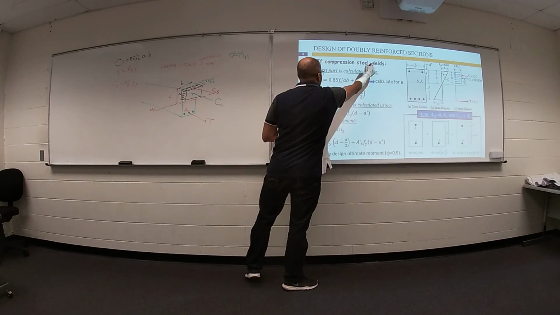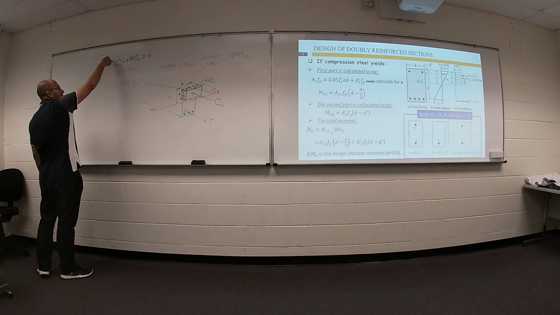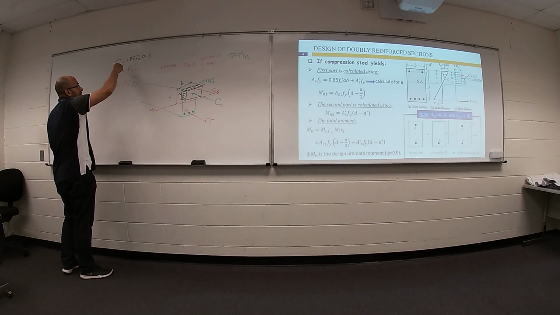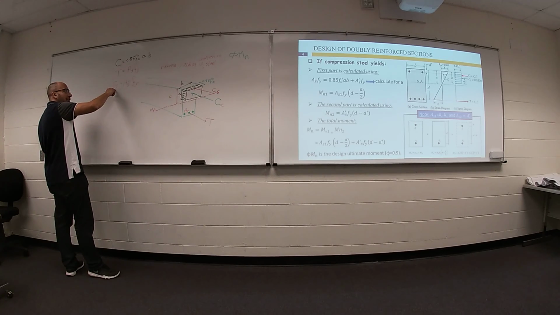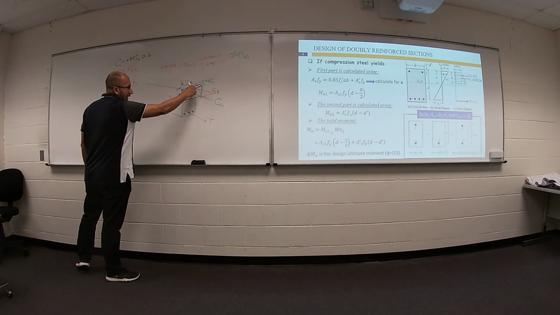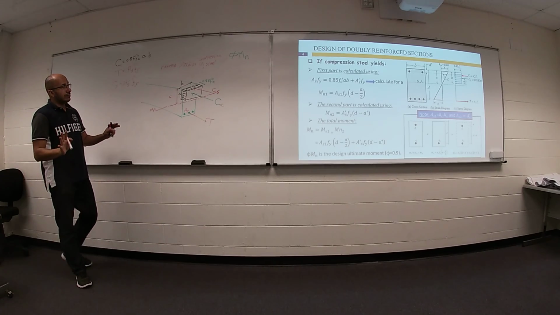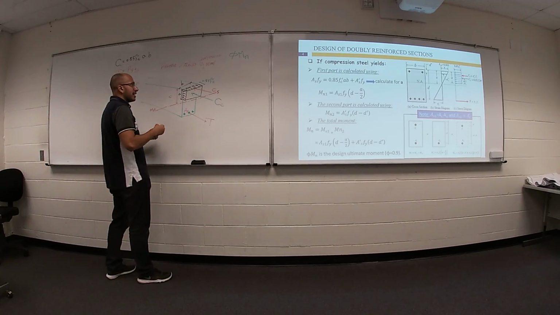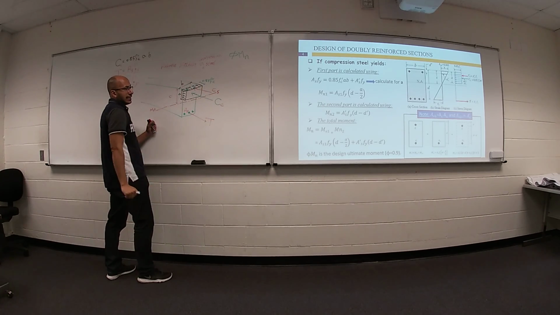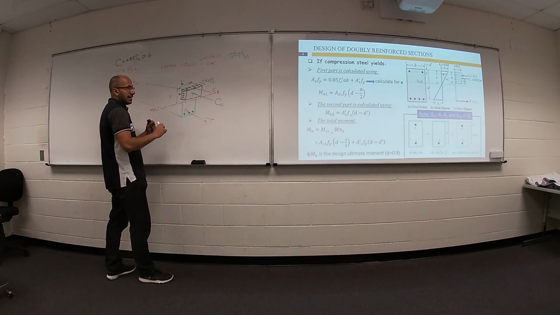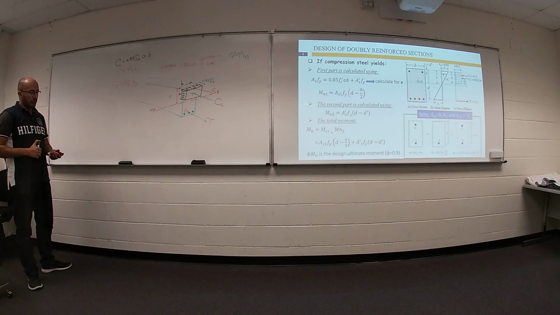If compression steel yields, we have force in concrete, force in steel in tension, and another compression force in steel in compression. Do you agree? Remember, we have steel reinforcement here. So we have compression in steel, compression in concrete, and tension in steel. Your cross section is in equilibrium.